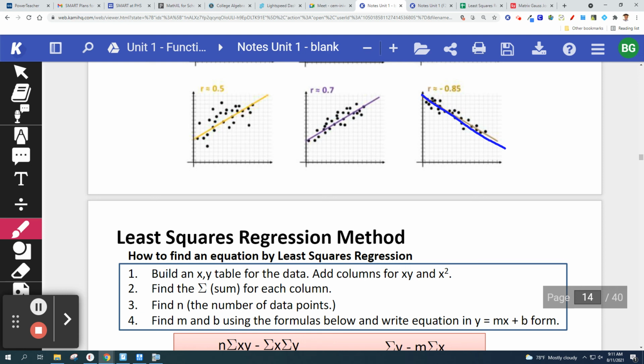By the way, if you squared this, R squared equals 0.25. If you squared this, you'd get 0.49. If you squared this one, you get 0.7225. Ideally, we'll have higher numbers than that, because we want those R squared values closer and closer and closer to 1.